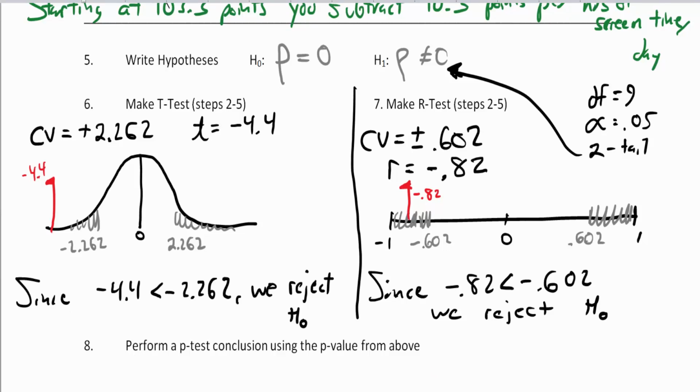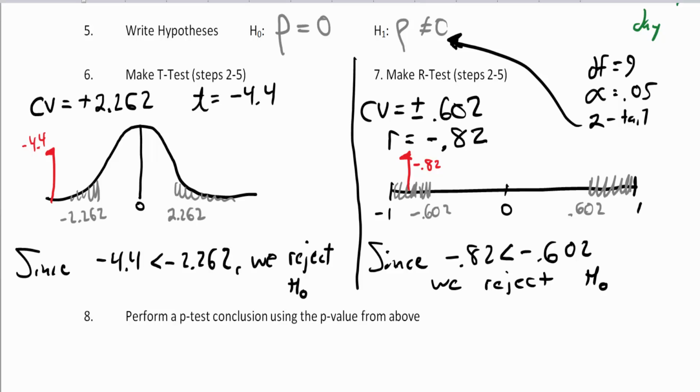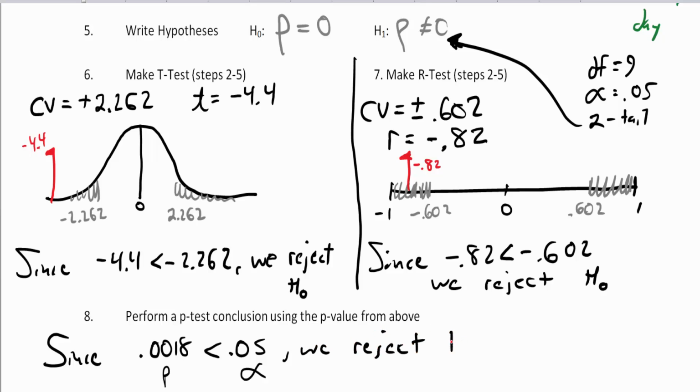Okay, so can we do more? Are there more tests we can possibly do? Yes, we can do a p-test. Let's look at our p-value here. Our p-value is 0.0018, and our alpha is 0.05, and since our p is less than alpha, we are also going to reject the null hypothesis. Now, do you see the connection between all three of these? Yup, all three give the same results, just like on the previous page.